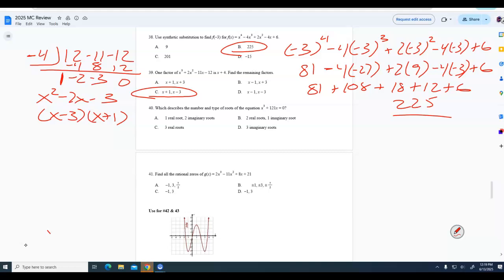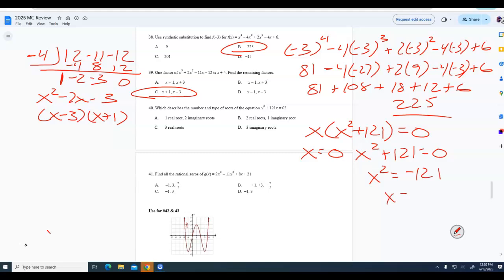X cubed plus 121x, when I factor it, I get x times x squared plus 121. We should know you can't factor the sum of two squares. So this becomes x equals 0, and x squared plus 121 equals 0. X squared equals a negative 121, x equals plus or minus 11i. That means you have one real root, that's 0. And then you have two other answers that are imaginary. Okay, so you get two imaginary roots and one real root.